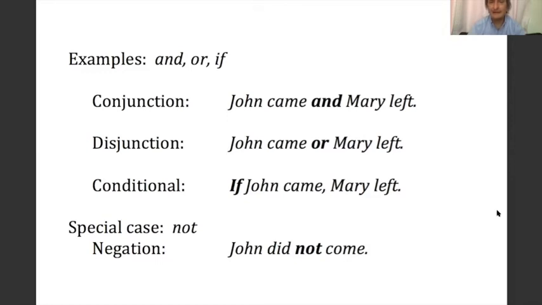The word not doesn't, strictly speaking in English, combine with a sentence. It combines instead with a predicate. Not combines here with come. That then combines with did, and then combines with John. But it behaves in many ways as if it connects with a sentence. In particular, in terms of its meaning, it seems to behave like it connects with a sentence. And so we're going to treat it here together with the other words that very obviously connect sentences.